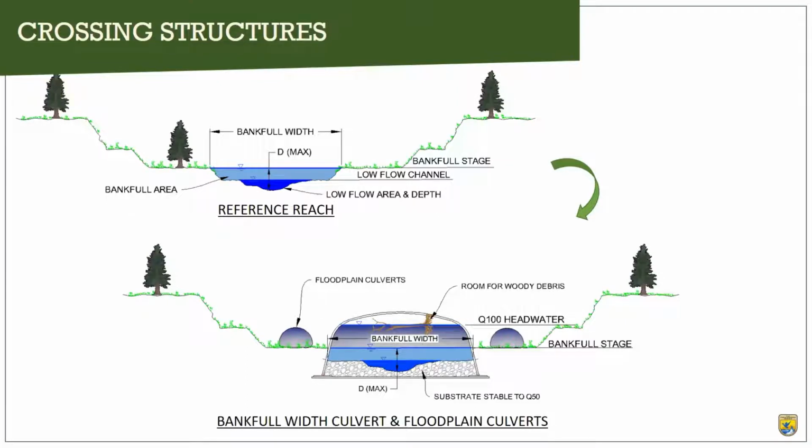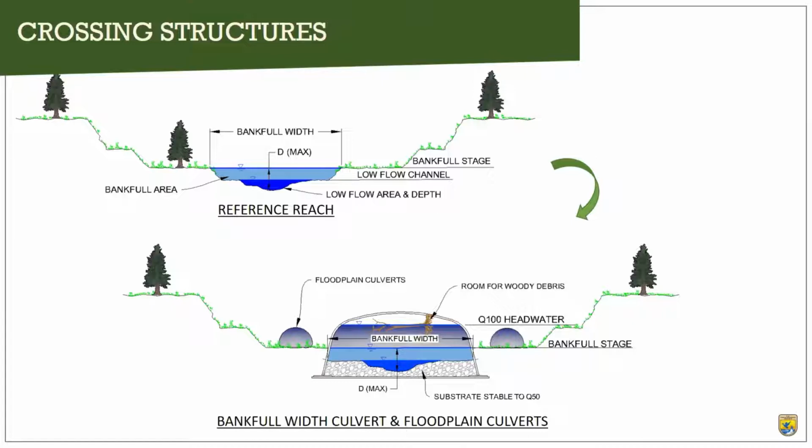So there are various approaches to providing for stream function. This is one of them, a bankfull culvert plus floodplain culverts. We are going to keep our low flow channel in this culvert, and we're going to design substrate that's stable to the 50-year flood. The culvert walls simulate the stream banks.